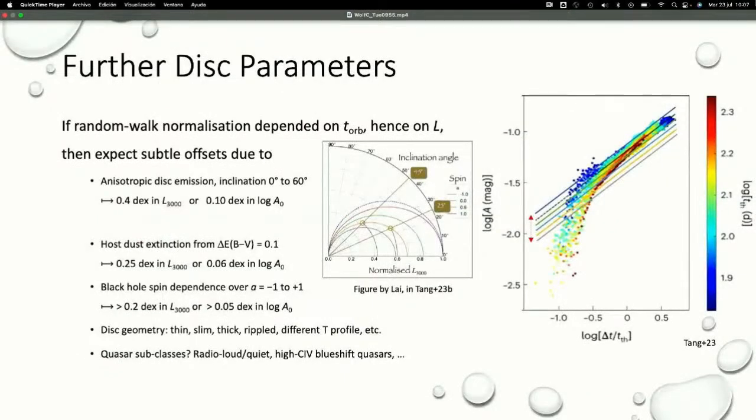I'll close here because I'm running out of time, and I'm just going to say that if the random walk normalization of the amplitude depends on orbital timescales, it'll depend on luminosity, and then we'll expect subtle offsets due to inclination of the accretion disk because of its anisotropic disk emission, possible effects from host galaxy dust extinction, and also effects from black hole spin and more complicated parameters of disk properties. Thank you very much.